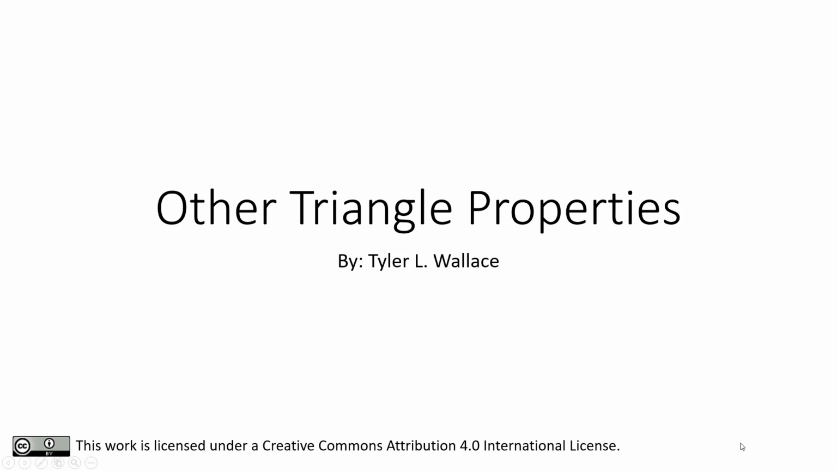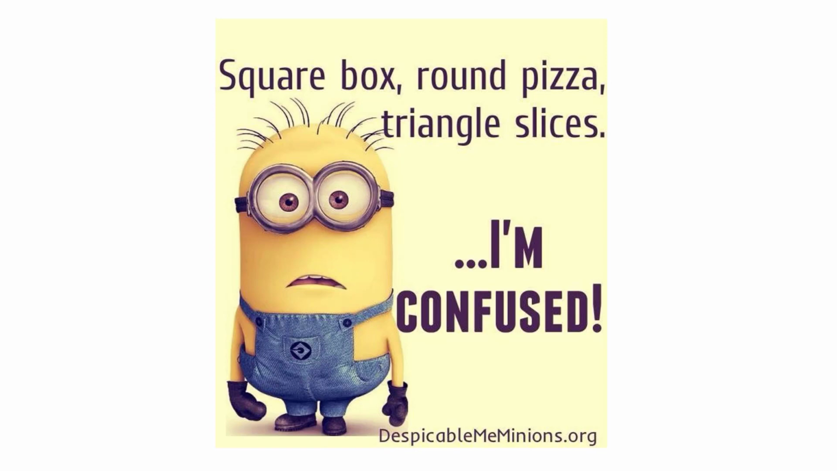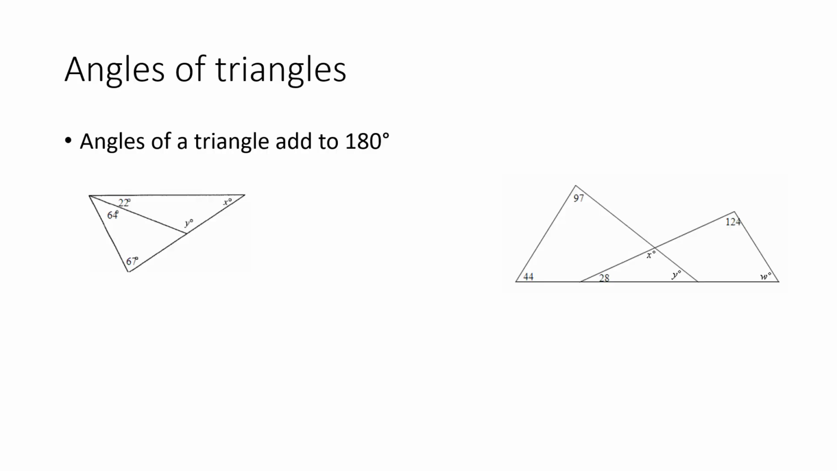There are lots of triangle properties, and we've covered a few of them thus far, and today we're going to cover a few more. Something you might have noticed about triangles, though, specifically in the context of pizza: it comes in a square box, it's a round pizza, comes with triangle slices. Hopefully our properties will be a little clearer than that confusing reality.